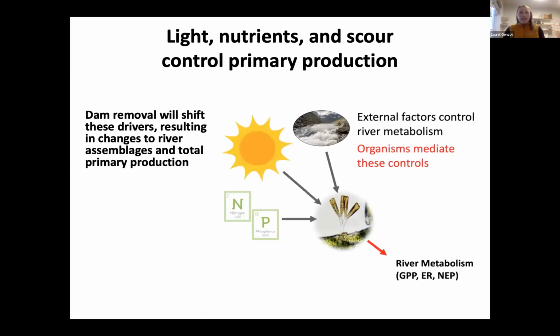So we know that light and nutrients really control rates of primary productivity, but scour by high flows and sediment, like Desiree was talking about, can really set the organisms that are going to be present in a river. And those organisms are mediating how light and nutrients are processed, and then how you actually end up with these rates of photosynthesis and biomass of algae and aquatic plants in the river.